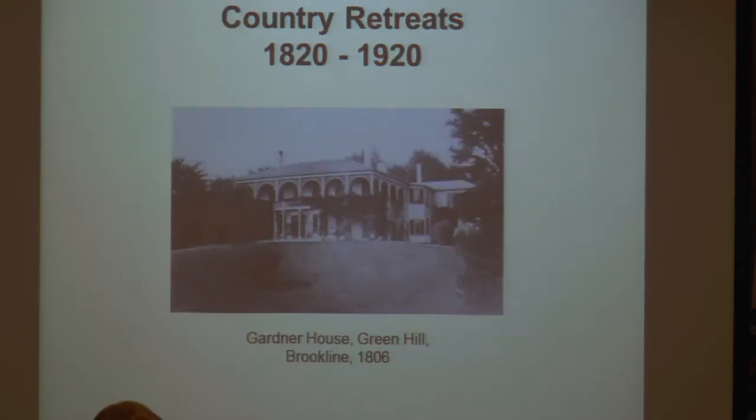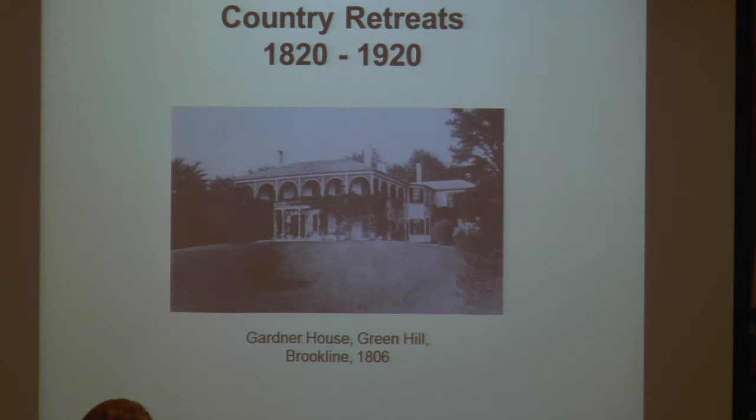So, country retreats. This is really the beginning of it. Again, I started about 1820, but certainly you could go back into the 18th century, where you had wealthy, powerful people who had a home in Boston. Boston was pretty crammed, and it was ideal to move out to the countryside. And the countryside was right nearby. You didn't have to go far. Brookline, Cambridge was the countryside, certainly before the Civil War.